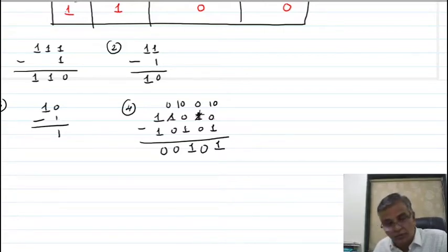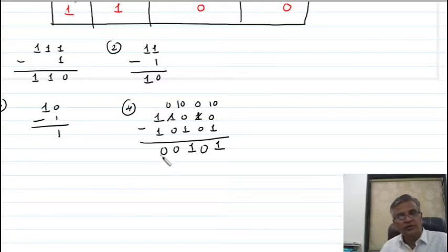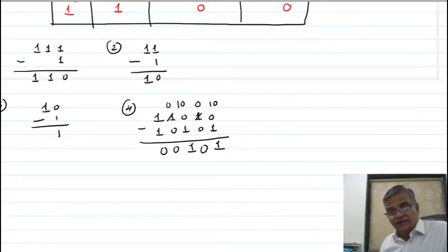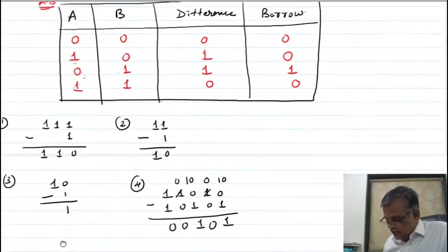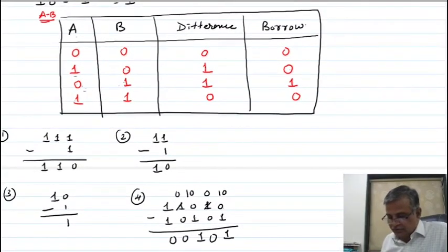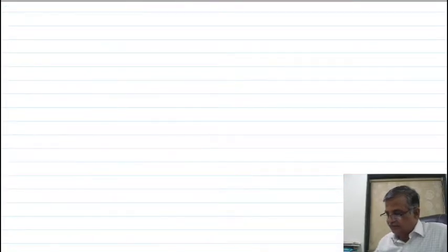From where are you taking the borrow? From the previous bit. So once you take the borrow, it is to be cut. You have to put the 0. 10 is taken on this side. So 10 minus 1 is 1, 0. Like this you have to do the subtraction. I think you understand. Let us do some problems based on this, for more clarity.